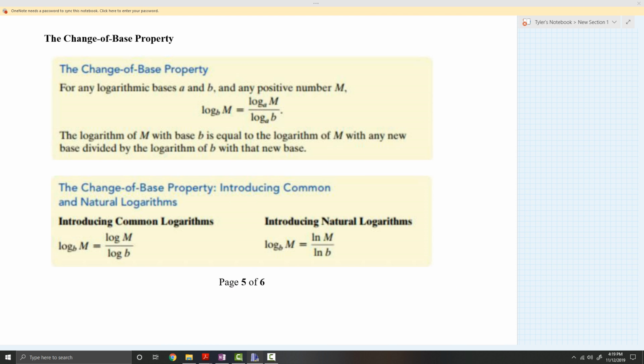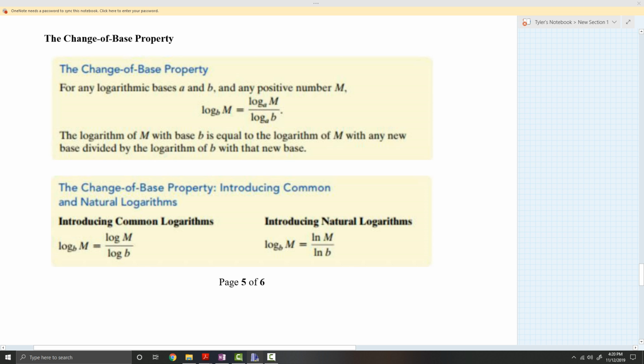Whoops. So let me drag that back out of the way. So remember with the change of base property, you can change to any base you'd like, and I think of b as like bottom. It's like below, so that goes in the denominator. So if you have log base b of m, that's equivalent to log base a of m divided by log base a of b, where a can be any base that you would like.